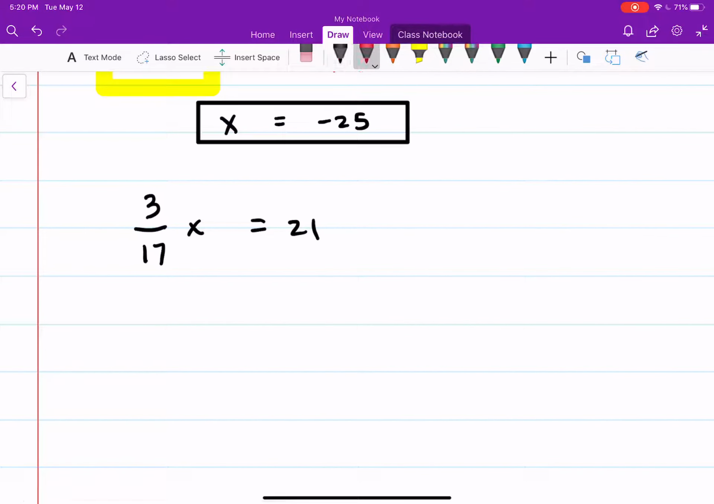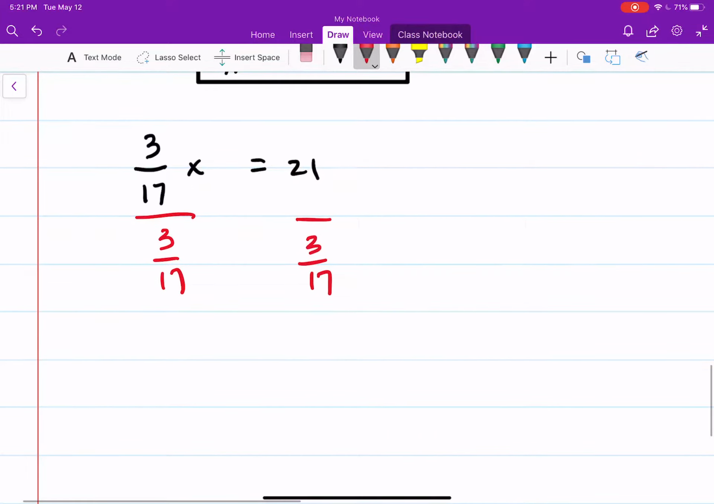You could go, okay, I'm going to divide by 3/17. That would be true, okay? And with what I taught you with multiplying rationals, you would do copy, change, flip, okay? So you could do it this way. So let's go ahead and show it this way, all right?